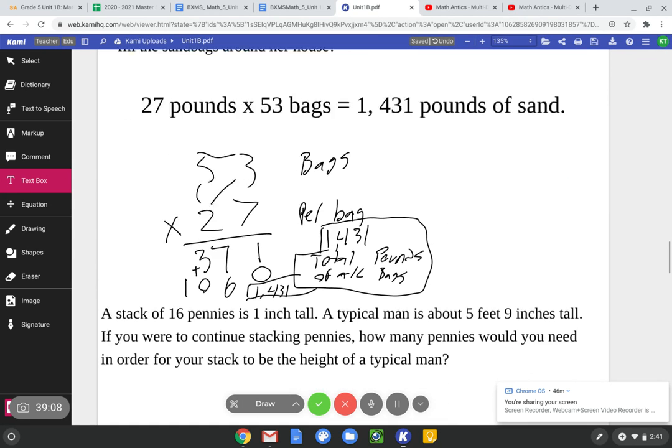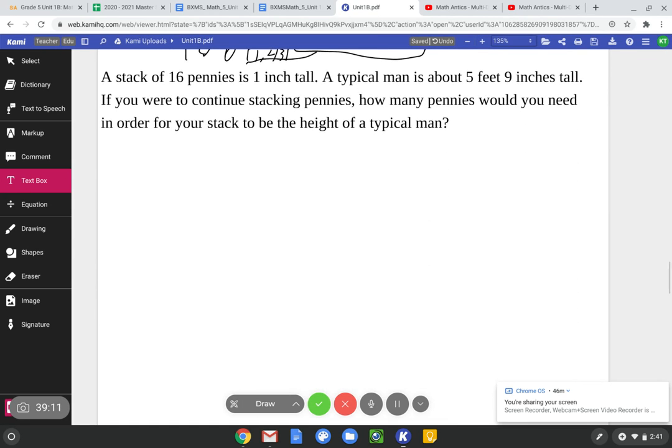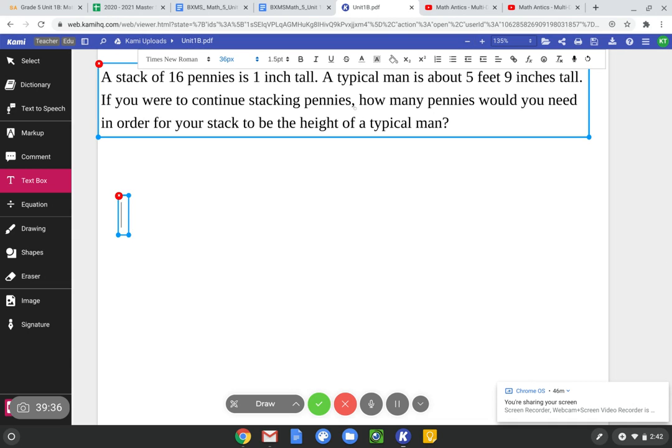All right. Our final one. A stack of 16 pennies is 1 inch tall. A typical man is 5 feet 9 inches tall. If you were to continue stacking pennies, how many pennies would you need in order to stack to be the height of a typical man? So they're asking us how many pennies. Let's put this in simple terms. They used confusing language right here to trick you. Do not fall for it. Y'all are too smart.